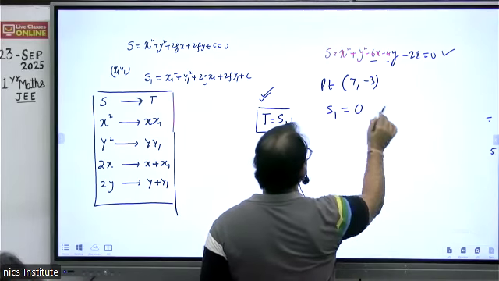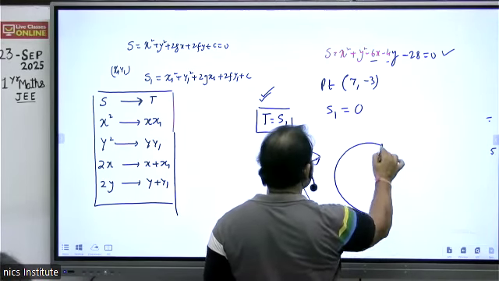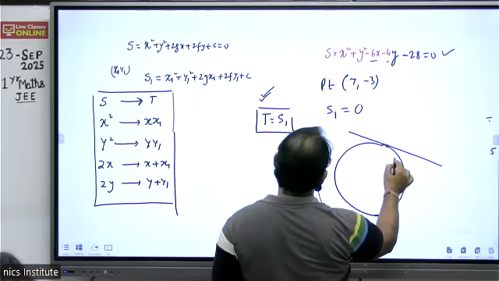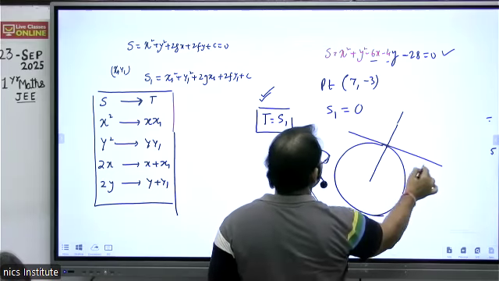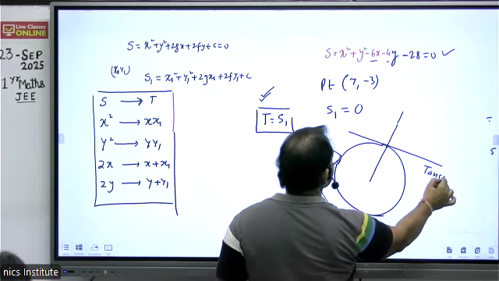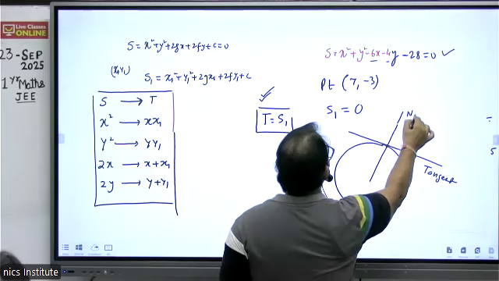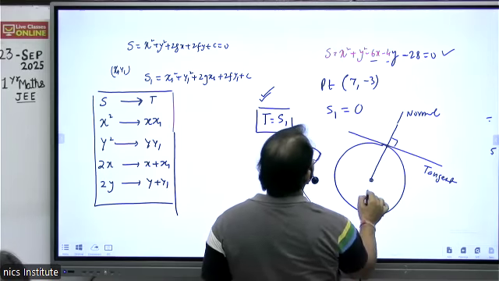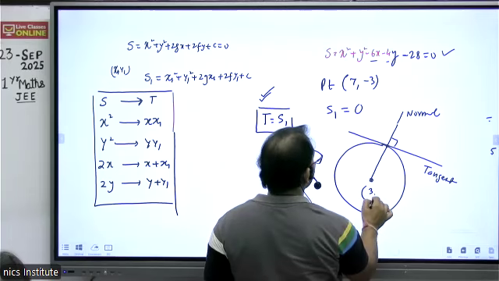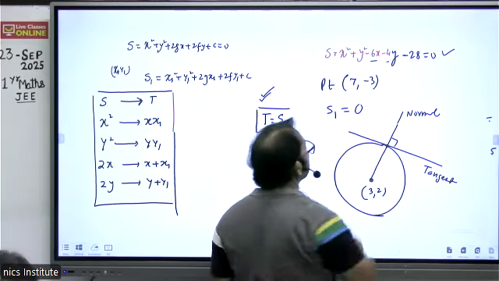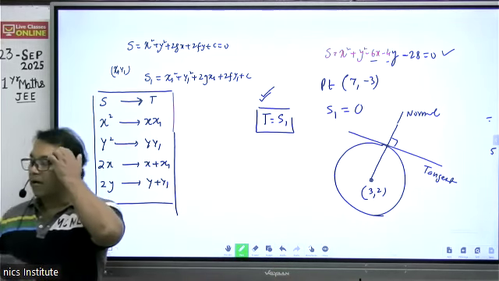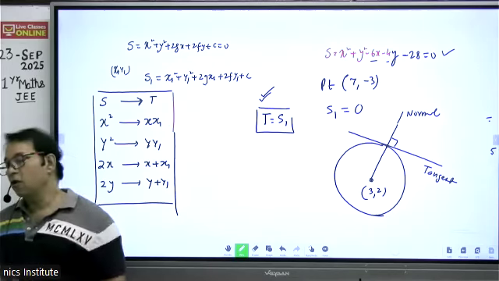Yes, so it is on the circle. If the point lies on the circle, we can always find the equation of tangent and normal to it. Normal is very normal, it passes through the center of the circle, which is 3 comma 2. The question for you is to find the equation of tangent to the circle and normal to the circle.